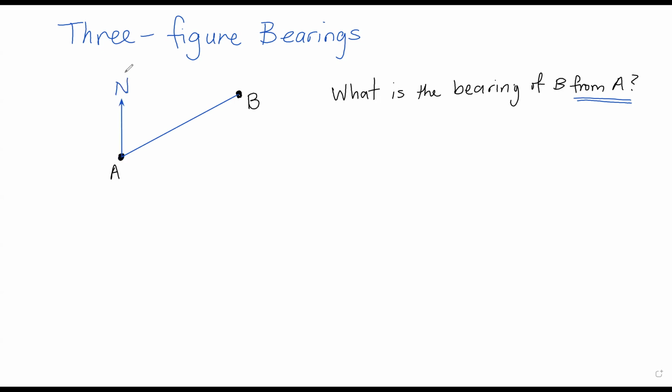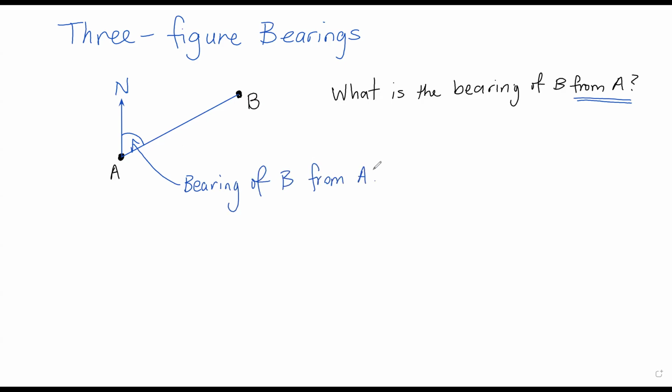So now I have this diagram where I have the points A and B, the line AB, and then a north line at A. The reason I have the north line at A is because I want to know what is the bearing of B from A. So you see this angle here? This angle formed between the north line at A and the line connecting A to B. This is called your bearing of B from A.